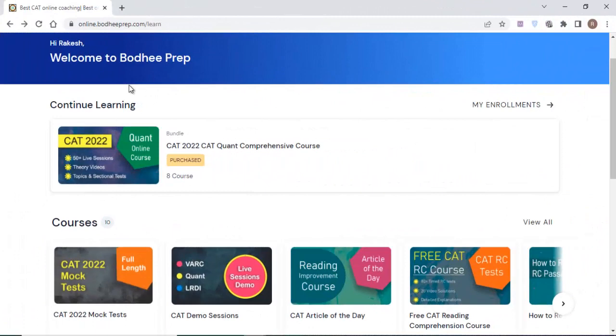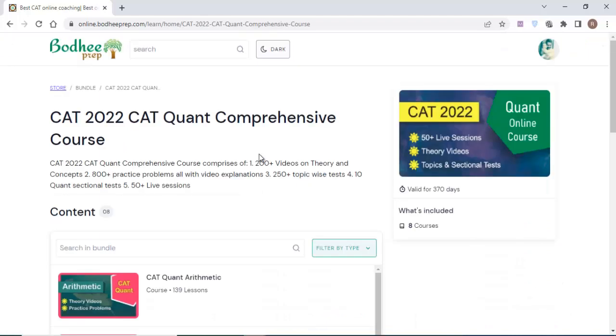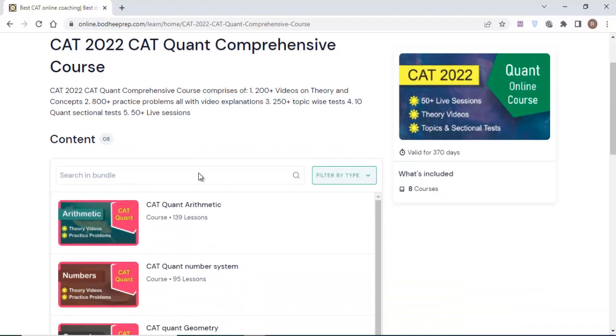So now let me show you where you'll be finding these things in the course. Again, you have to log in to the Bodhi Prep portal. Then depending upon what course you have purchased, you have to click this folder of CAT Quant comprehensive course, and you have to go inside this arithmetic folder, right?